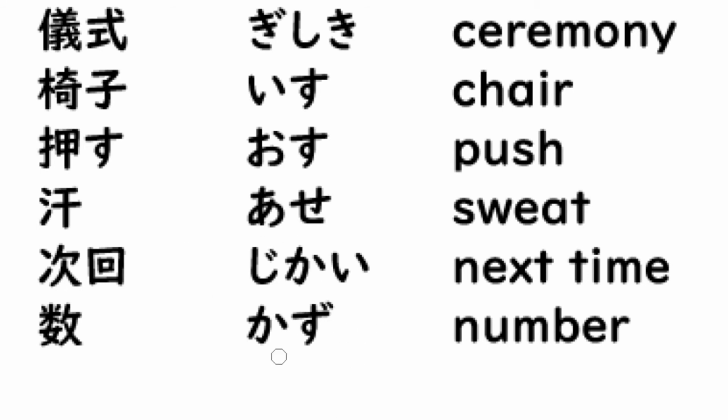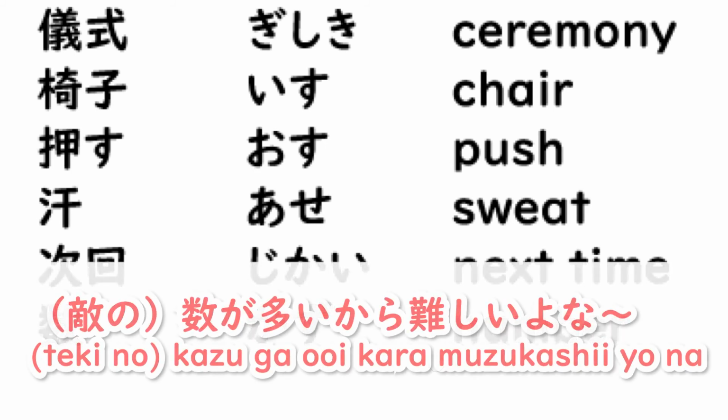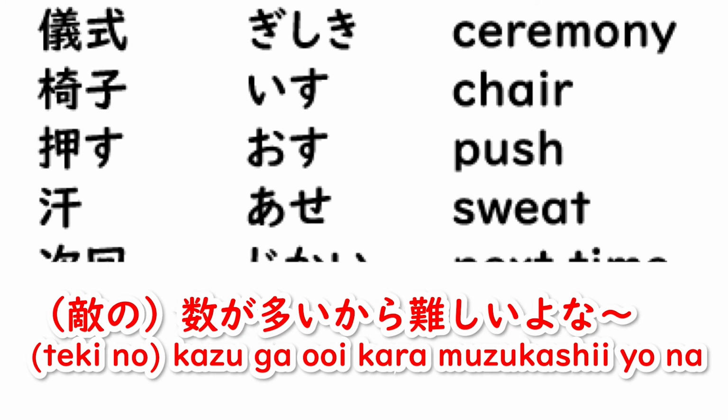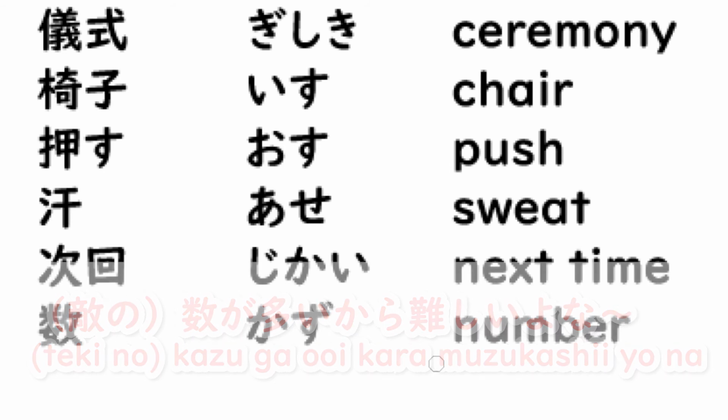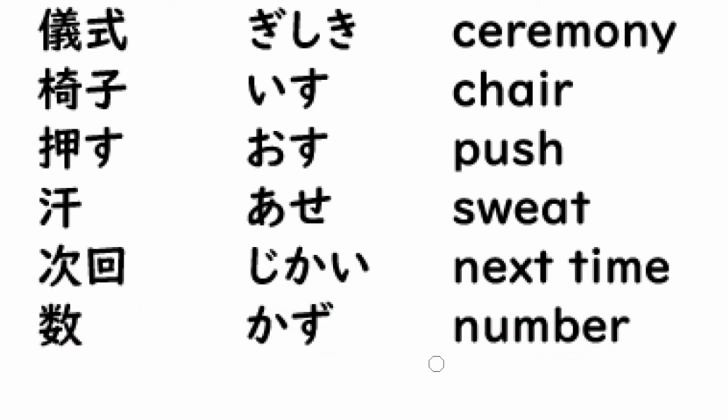Next we have kazu, which means number. Once again, the tenten there is turning the su sound into a z, so it becomes zu. Kazu. Now this has a lot of ways it could be used, like kazu ga oi to muzukashii na. If you're playing a video game and there's a lot of enemies, you'll say kazu ga oi kara muzukashii yo na. There's a lot of enemies, so it's really hard. So there's a large number. A lot of times if you want to say a lot of, you might use kazu.